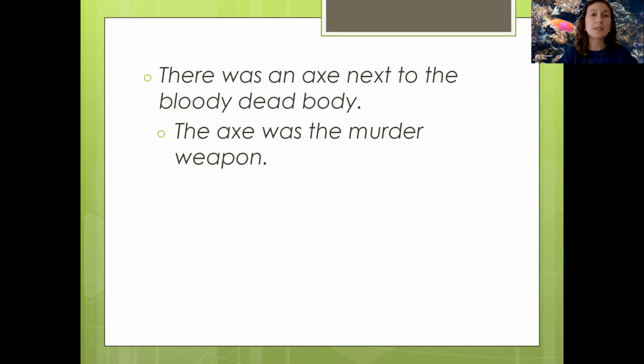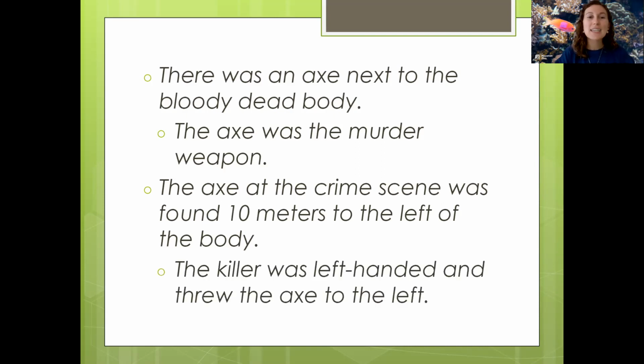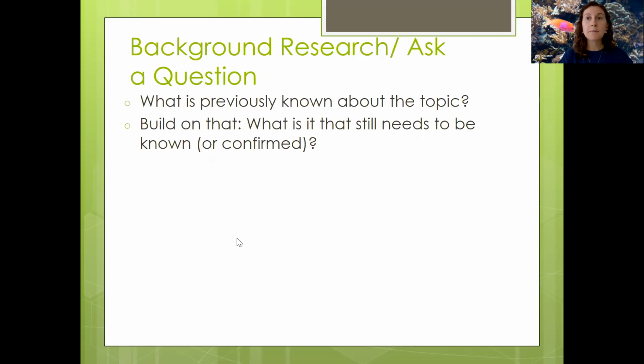Another objective observation: the axe at the crime scene was found 10 meters to the left of the body. There's no beating around the bush with that, right? That is an objective fact. An inference from that could be the killer was left-handed and threw the axe to the left. We don't know that to be 100% true, but we are inferring it based on the observations around us.